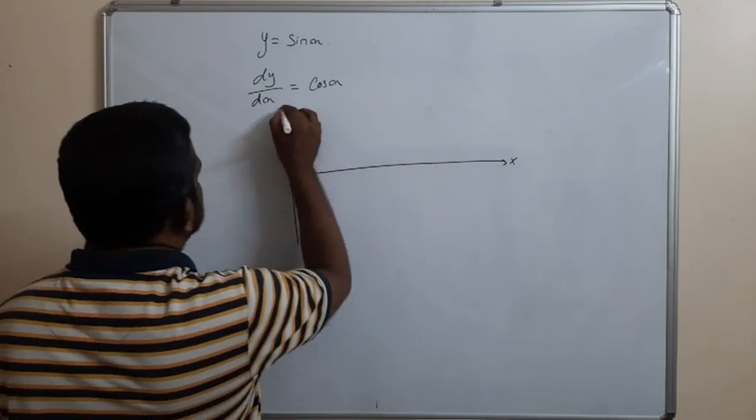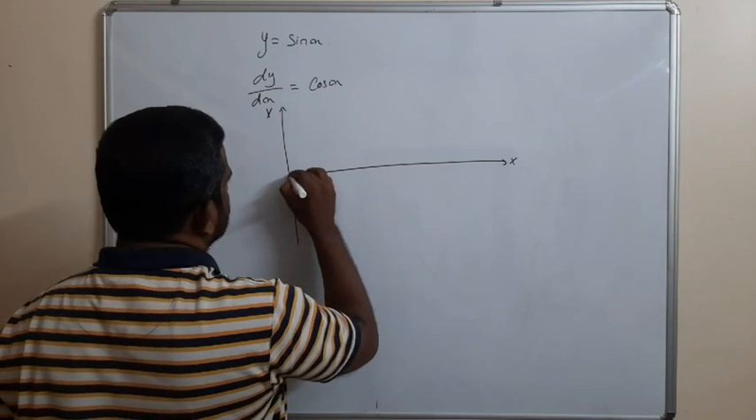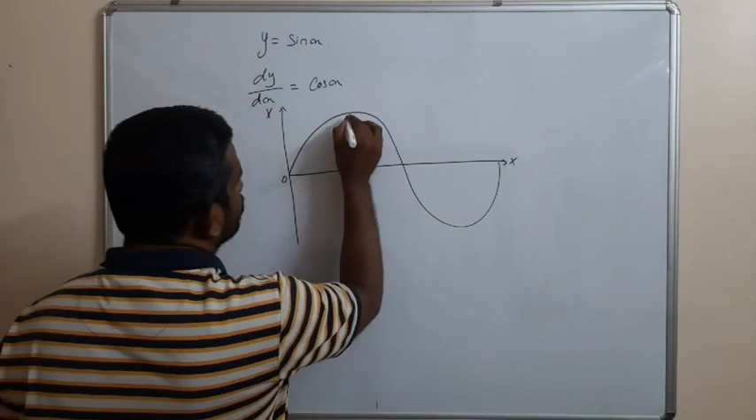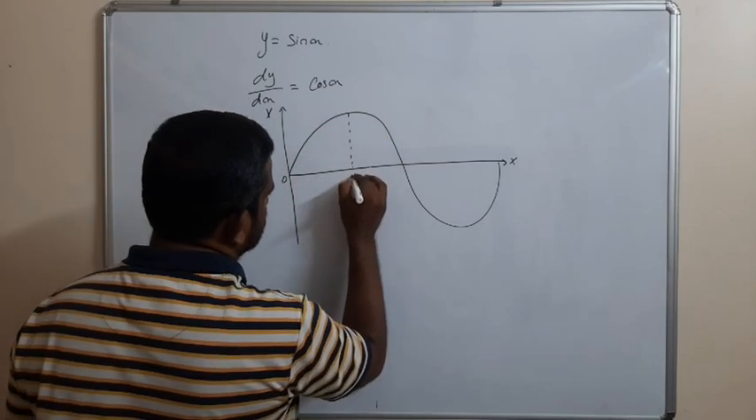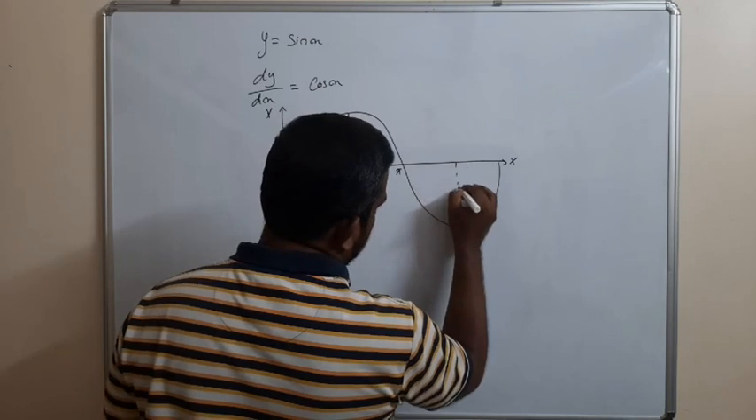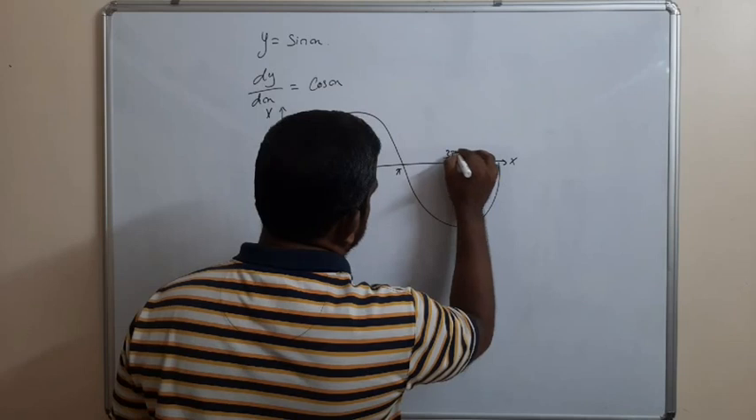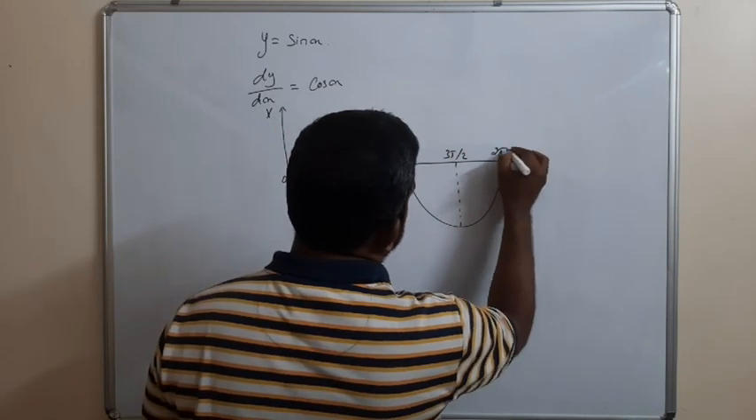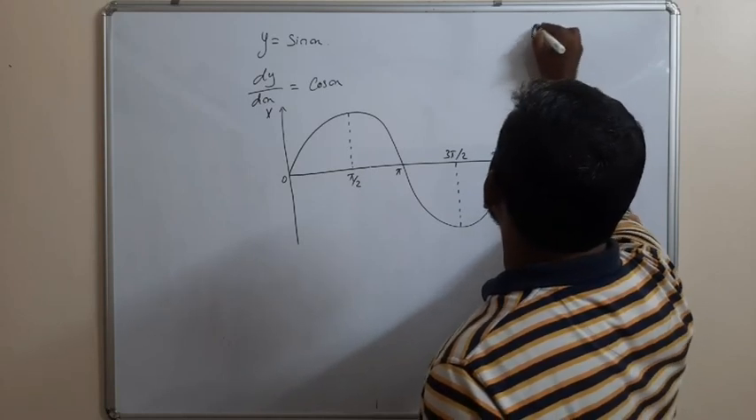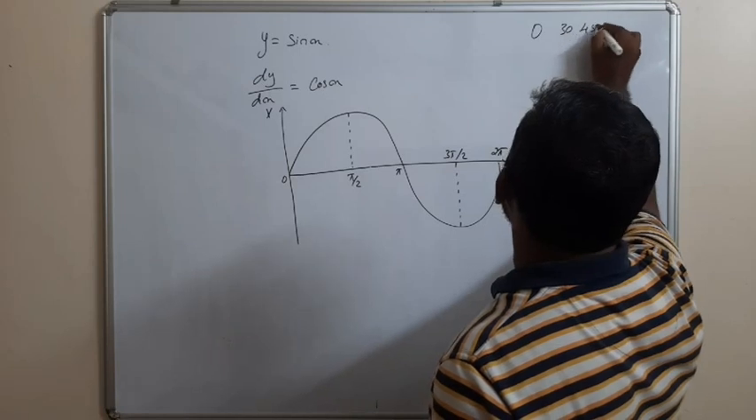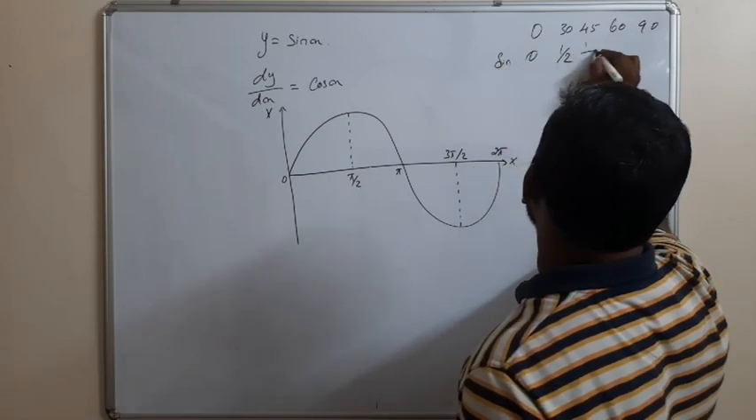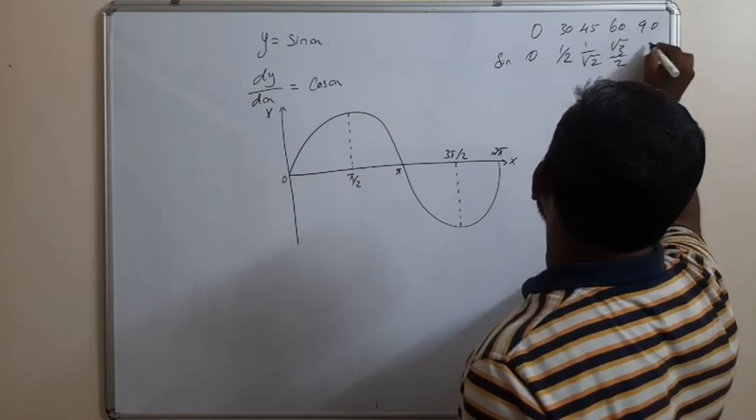This is x, this is y. This is the sine curve. So this is 0, this is pi by 2, this is pi, three pi by 2, and this is 2 pi. So 0, 30, 45, 60, 90. Sin 0 is 0, sin 30 is 1 by 2, sin 45 is 1 by root 2, sin 60 is root 3 by 2, sin 90.